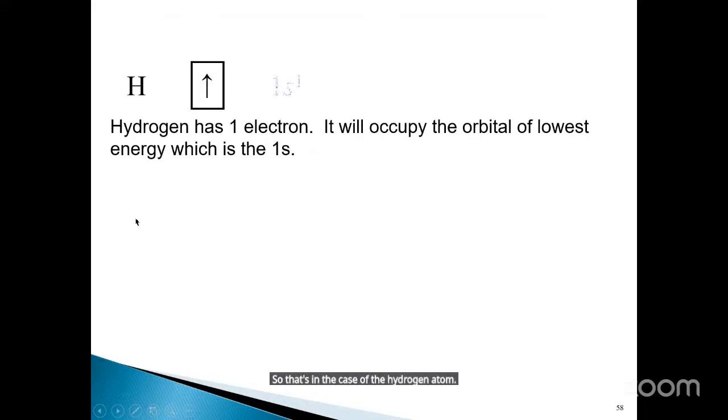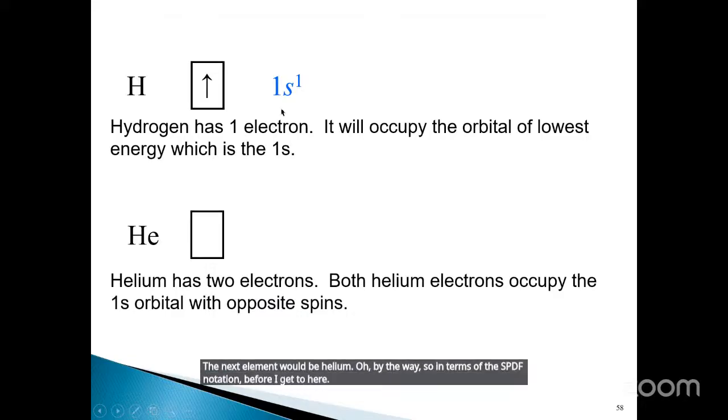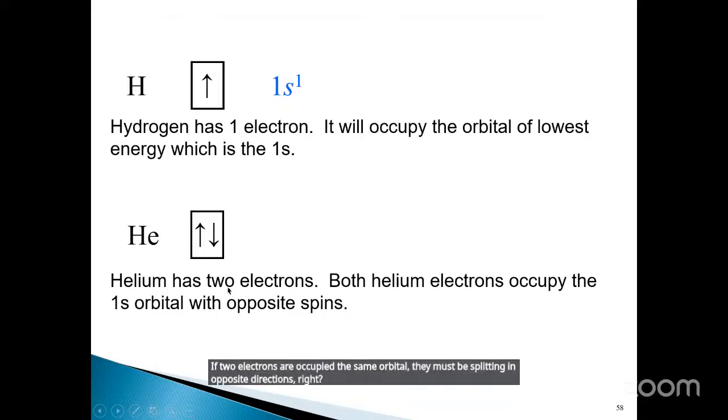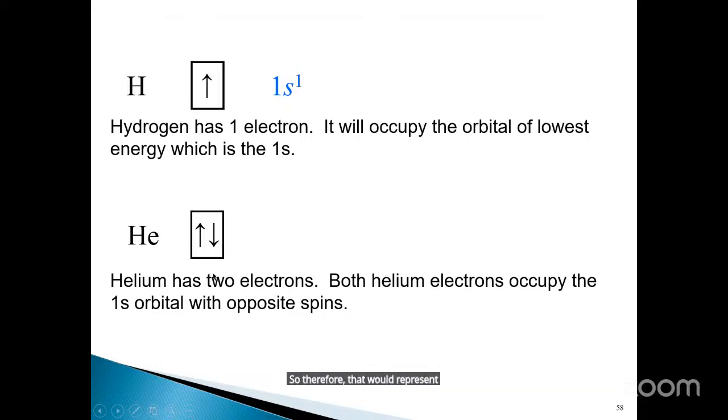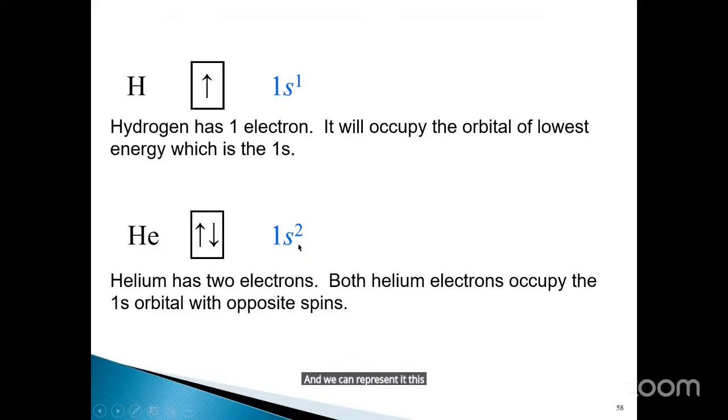The next element would be helium. Oh, by the way, in terms of the SPDF notation, before I get to helium, the way we would represent the electron configuration of hydrogen is what you see here, 1s1. 1 represents the shell, S represents the subshell within that shell, and this 1 here represents the number of electrons within that subshell. So the next element is helium, which has 2 electrons. Now remember, if 2 electrons are occupying the same orbital, they must be spinning in opposite directions. That represents how the electrons are distributed in the 1s subshell of helium, and we can represent it this way, 1s2.